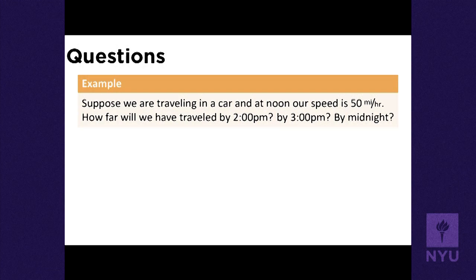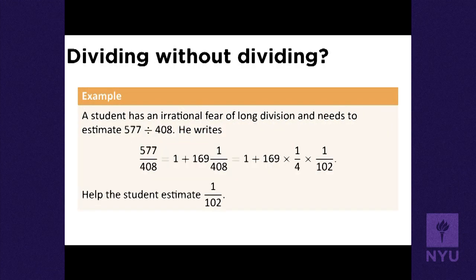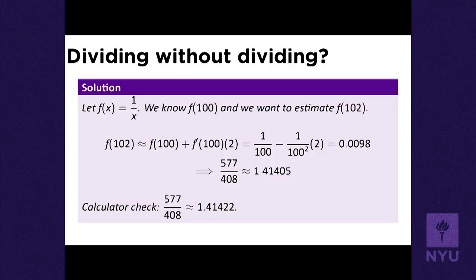So if I got this estimate for 1 over 102 and did the things that I said I would do over here, multiply it by 0.25, multiply it by 169, add 1 to it, I will get 1.41405. All right, and here I've actually run this through a calculator to see what the calculator says is this fraction. And in decimal form, it says 1.41422. So how good is our estimate? Actually, we have 3 decimal places of accuracy, which is not too bad for a simple linear approximation.